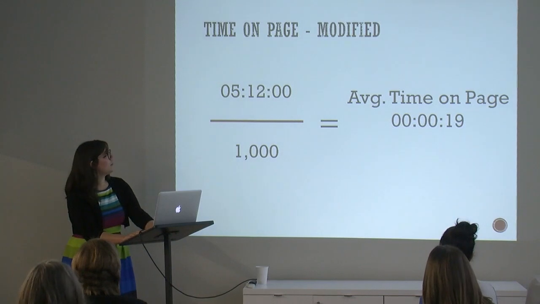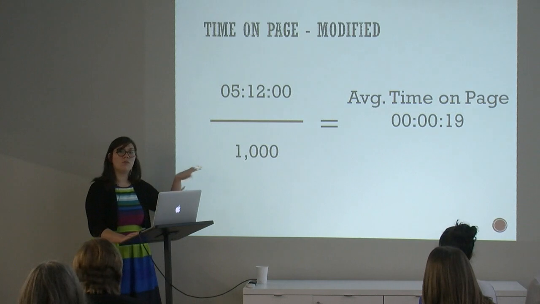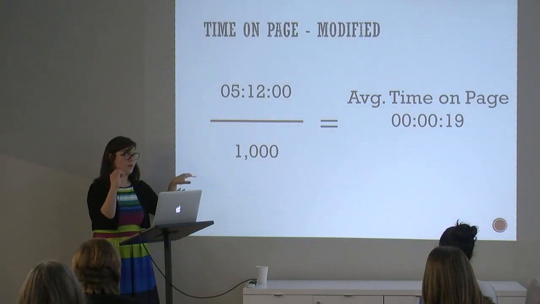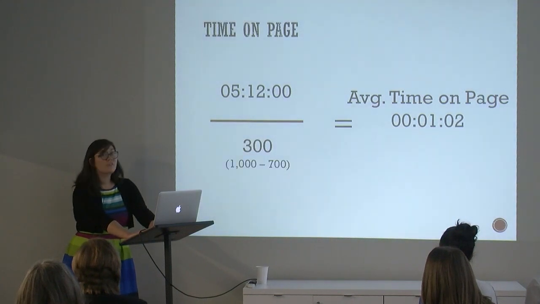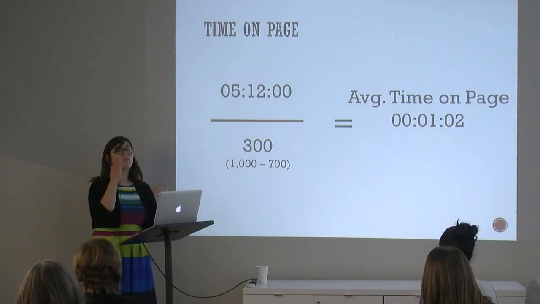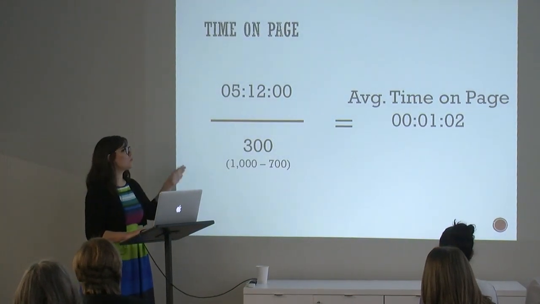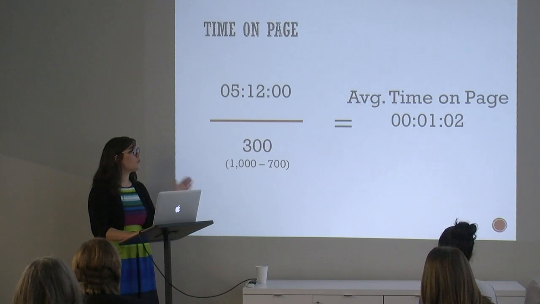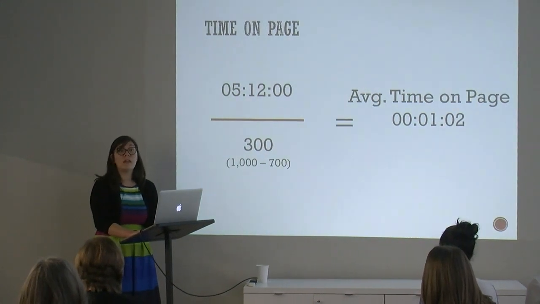And so we're going to look at time on page modified. If we were to take the total time on page and include all of those page views, even the ones that were 0, the average time on page would be 19 seconds versus 1 minute 2. It's a huge difference. So really, neither one of these is wrong. It's just a matter of how you want to tell the client what they're representing. This is representing 30% of their page views. We know 30% of your page views at least spent 1 minute, 2 seconds. We don't know about the other 70% because they decided to leave your page.